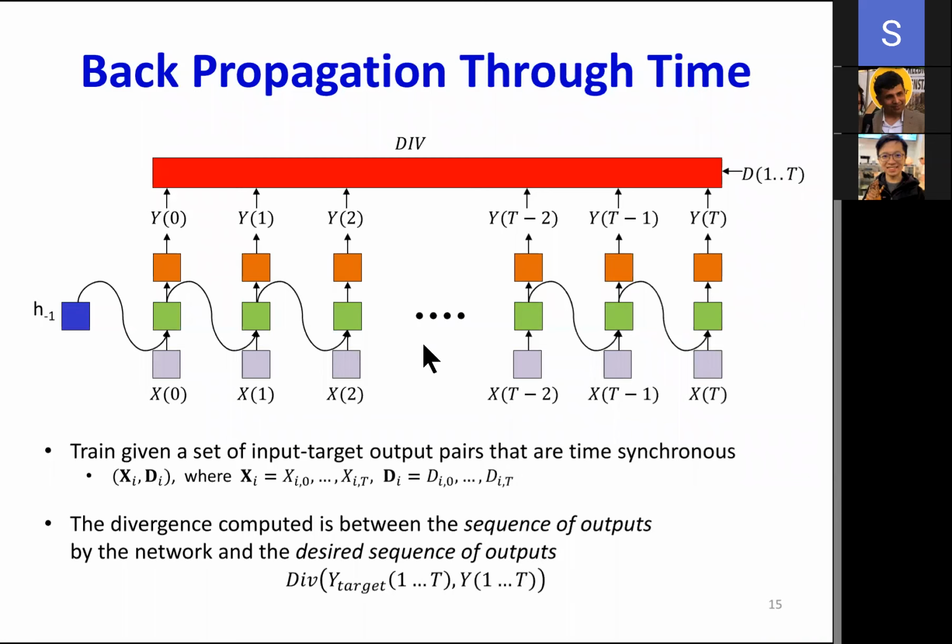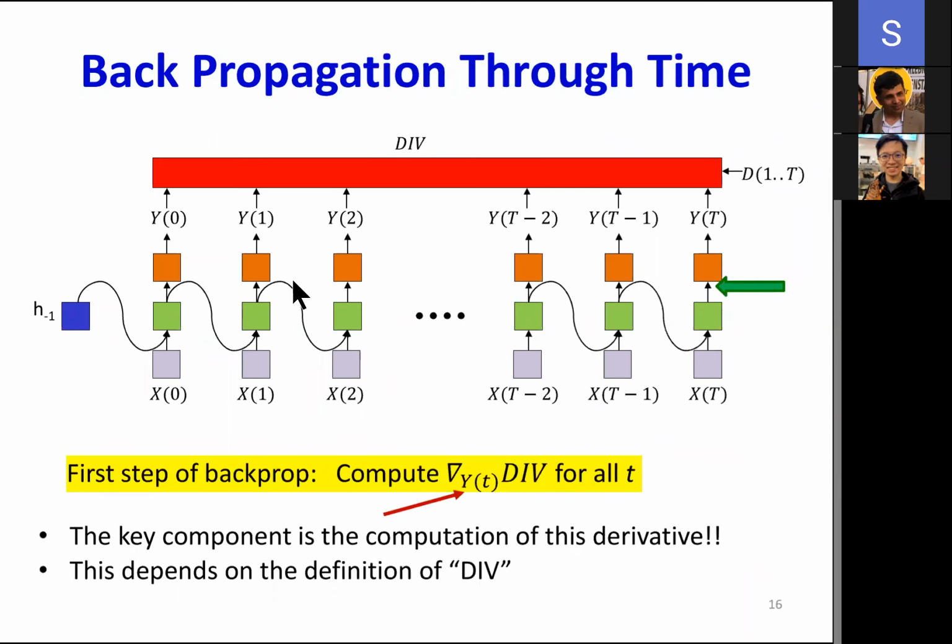Now, in this case, you're going to train using backpropagation through time. The network would produce a sequence of outputs. You're going to have a desired sequence of outputs. You would define a divergence between the two, and you'd use the derivatives of the divergence with respect to each of these outputs and backpropagate them through time to learn all the network parameters.